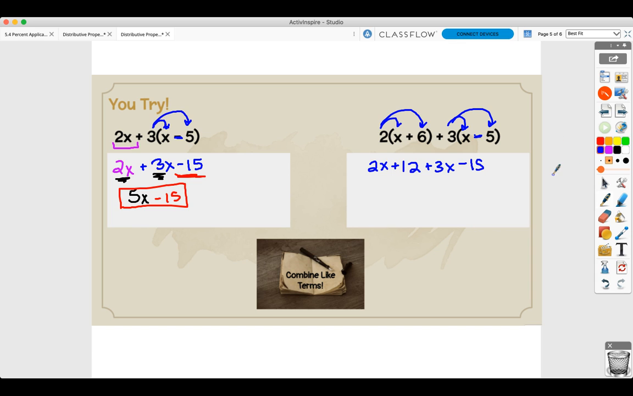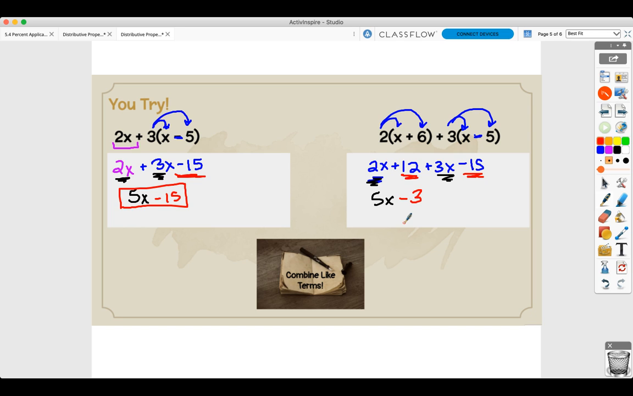And once again, we're at that combining like terms part, simplifying. There's x's here, so identify your x terms, and 2x plus 3x is 5x. And 12 minus 15, and that's okay if you didn't know it, but I'll just tell you the answer here. It's going to be negative 3.